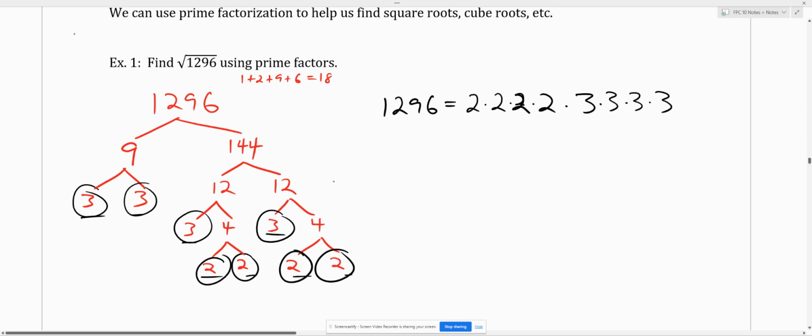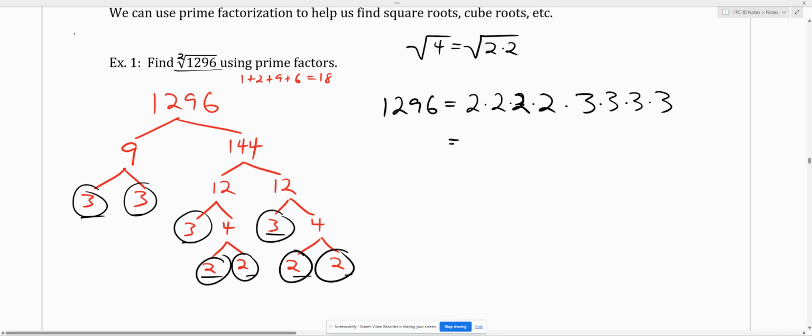Okay, and I'm trying to figure out, what is the square root? What number times itself gives me 1,296? Well, the same way I can take, like I did above, the square root of 4 is the same as saying the square root of 2 times 2. I essentially need to take all these primes and put them into two equal groups. If I can do that, then I can find the square root.